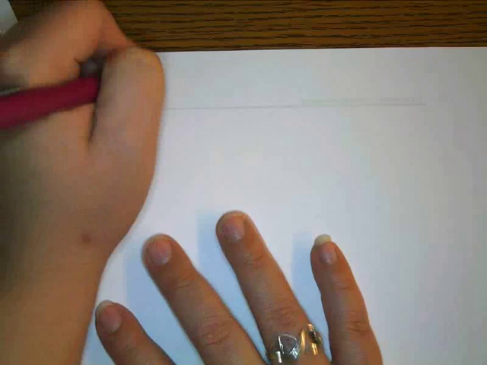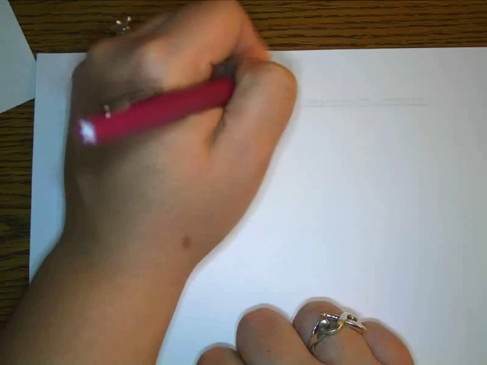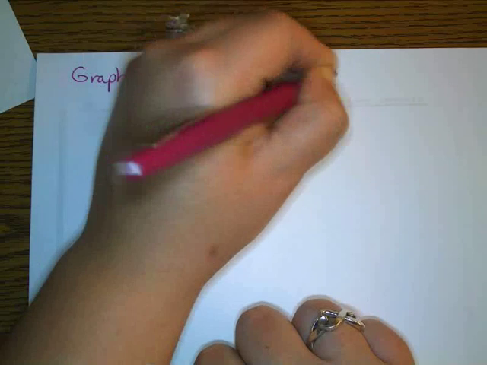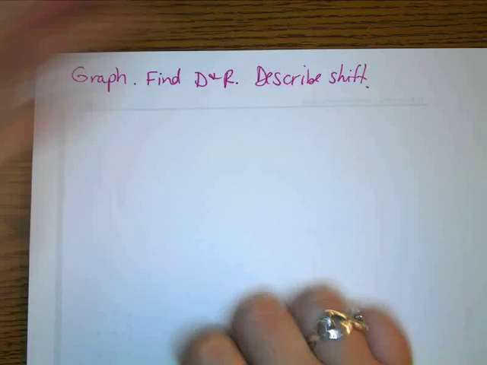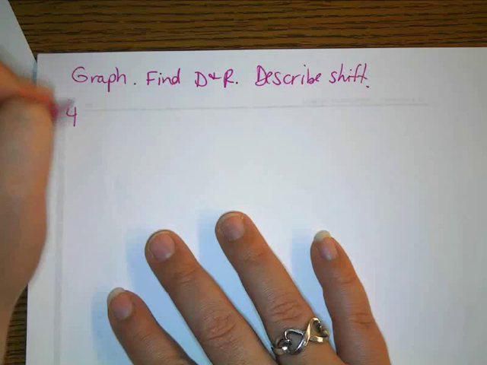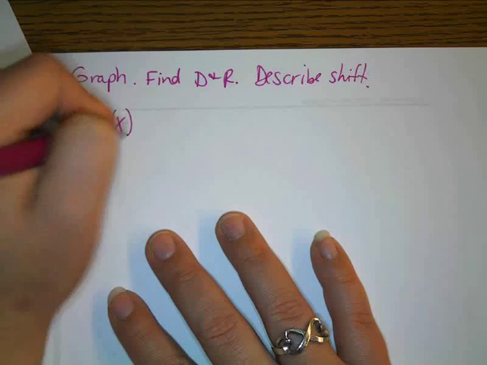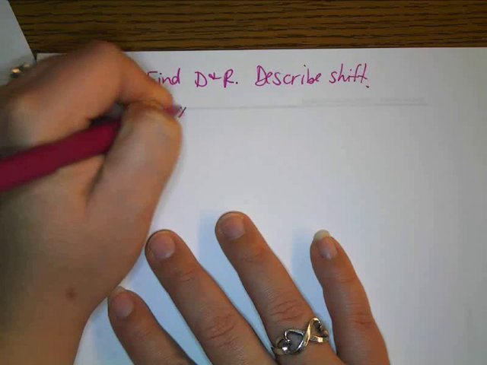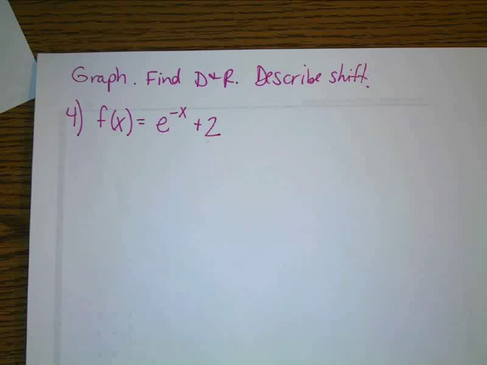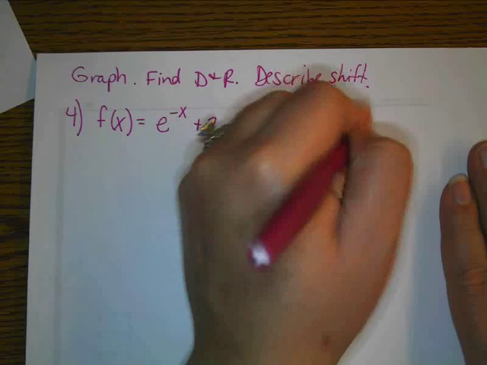Graph. So the next thing we're going to do, and I'll go through these with you, is we're going to graph them. We're going to find the domain and the range. And we're going to describe the shift. So we have f of x equals e to the negative x plus 2.